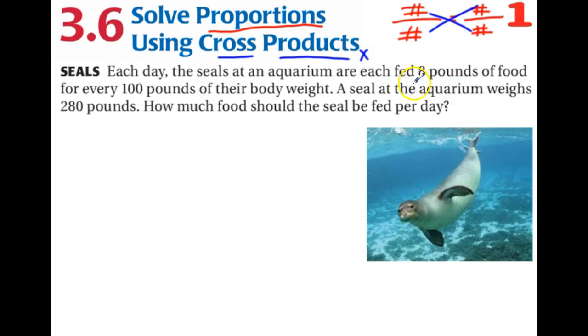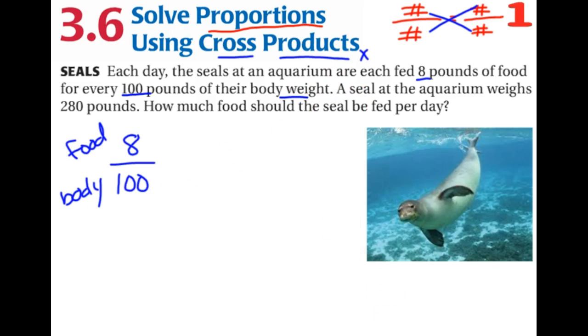So first, it says they're fed 8 pounds of food for every 100 pounds of their body weight. So I'm going to write that information, because it goes together, as a fraction, 8 over 100. This is 8 pounds of food for every 100 pounds of their body weight.